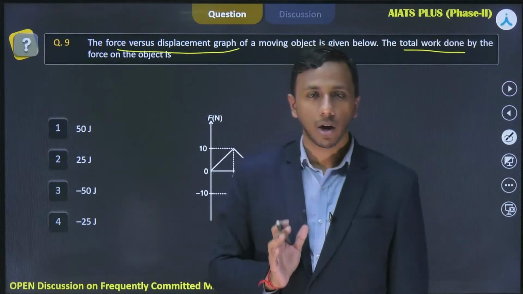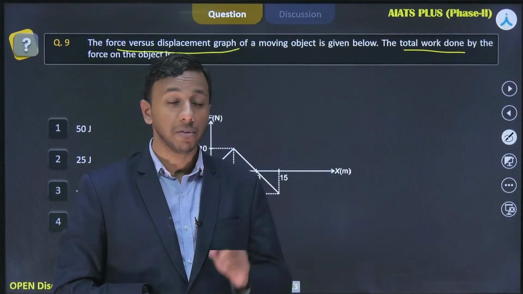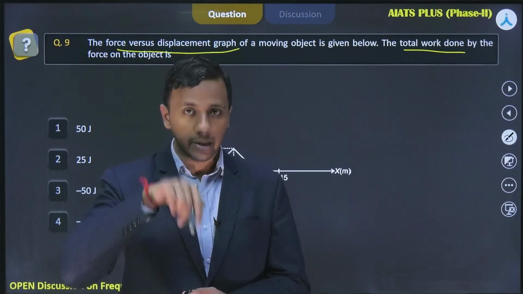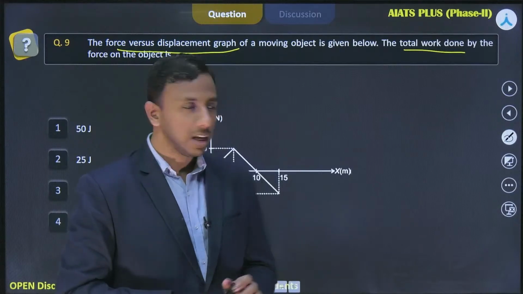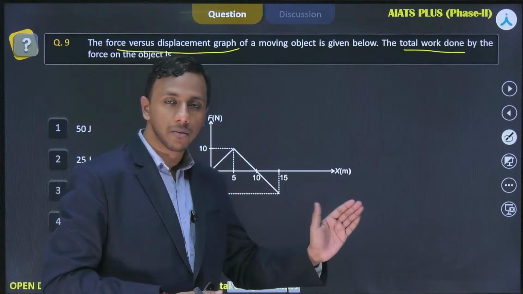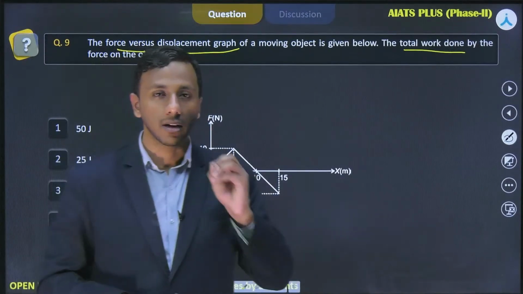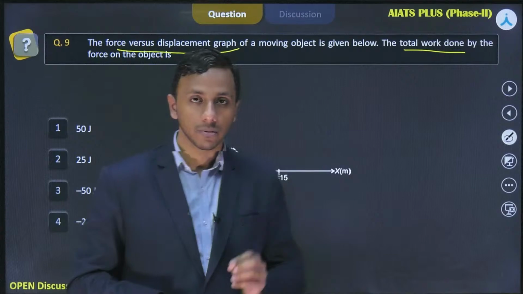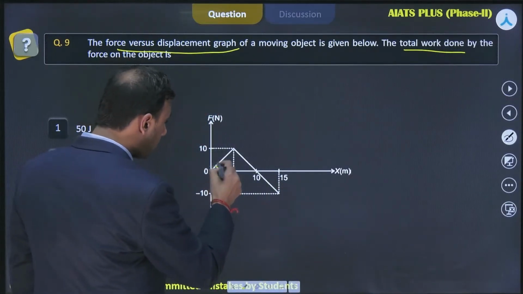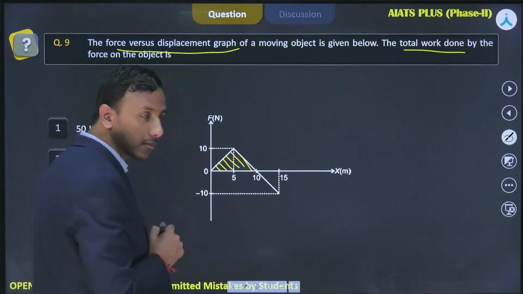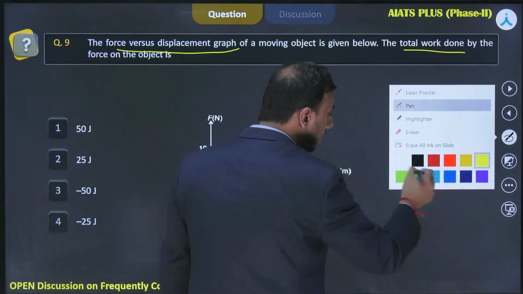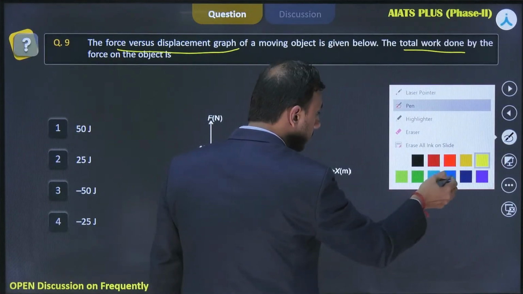Total work done. How did we find total work done last time, if it is a variable force, right? One thing is we can do integration, integral f dx. Or if force versus position graph is given, or force versus displacement graph is given, you can directly find area under the graph. So that would be equal to your work done. So area under the graph we have to find out. Which means this is the area under the graph, and this area as well. I will shade it with a different color if you want.